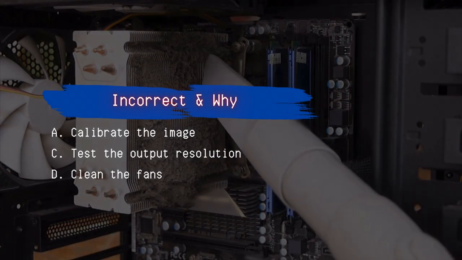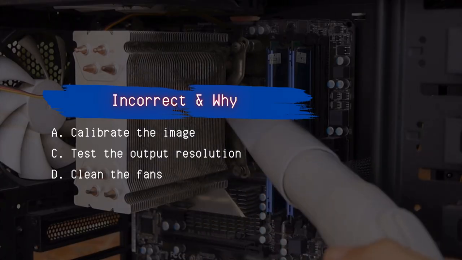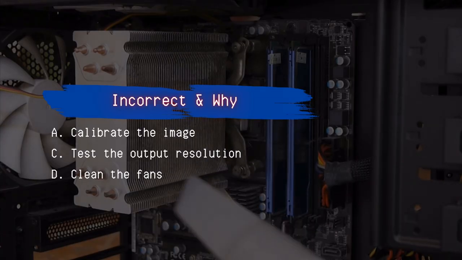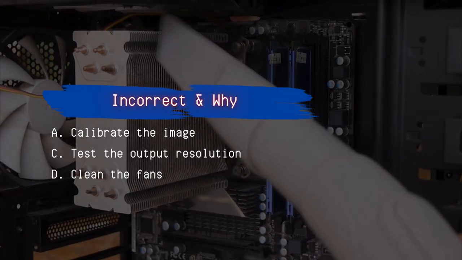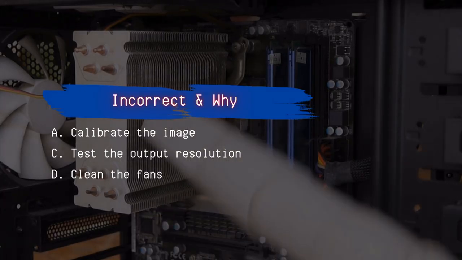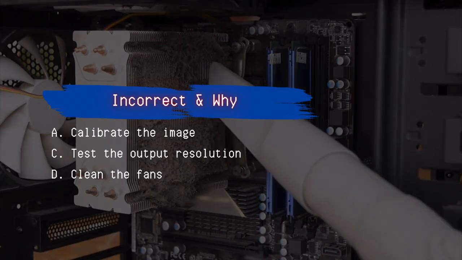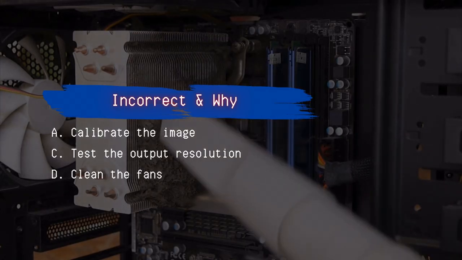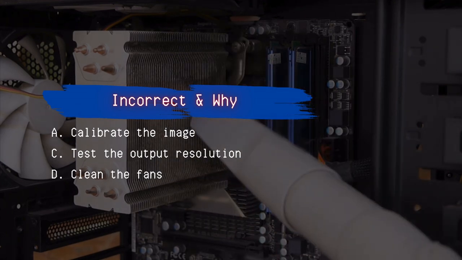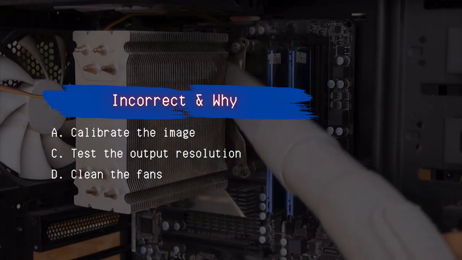Incorrect answers: A. Calibrate the image. Calibration affects the color and focus, not basic visibility. You can't calibrate an image that isn't displaying. C. Test the output resolution. Worth checking if the bulb works and image displays poorly, but here there's no image at all, so it's not the next step. D. Clean the fans. Cleaning the fans helps prevent overheating, but it won't resolve a no image issue.